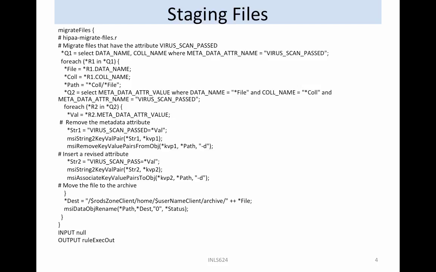The VirusScan passed attribute and value are removed from the file. A new attribute is added, VirusScan pass, along with the original VirusScan passed value. The file is then moved to an explicit archive collection. The rule can be modified to look at a specific collection and use a different archive.